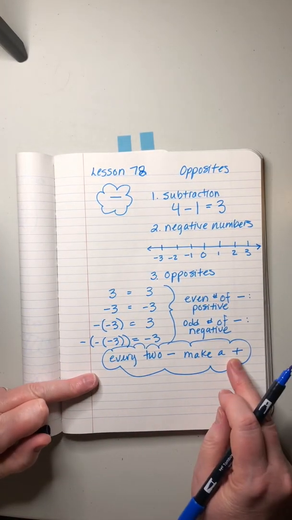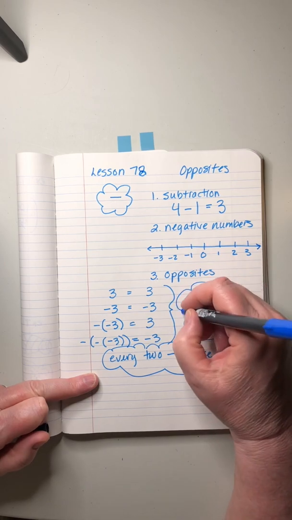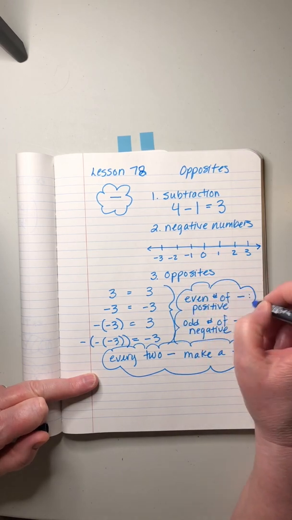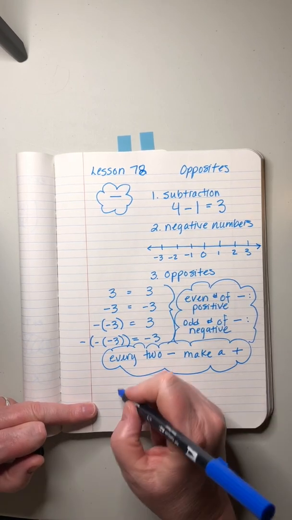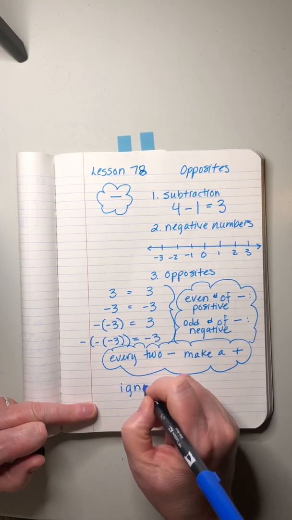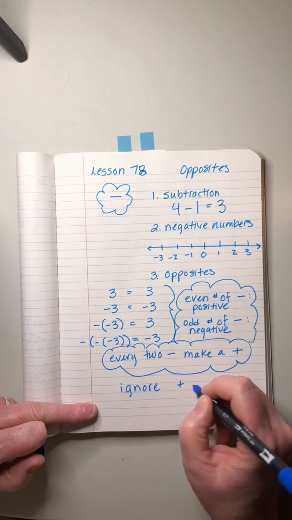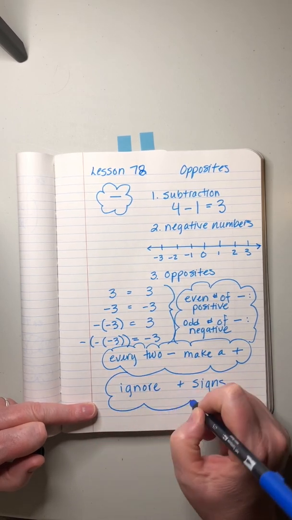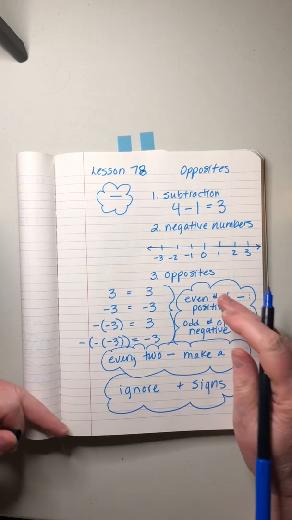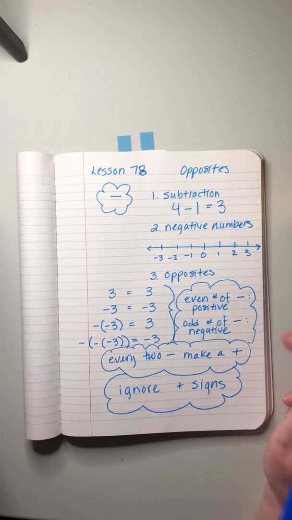Every 2 negatives make a positive. This we decided was super useful, right? This example is just kind of belaboring the obvious. Ignore positive signs. They don't impact our answer at all, right? When we're doing this counting, we're only counting the negative signs.